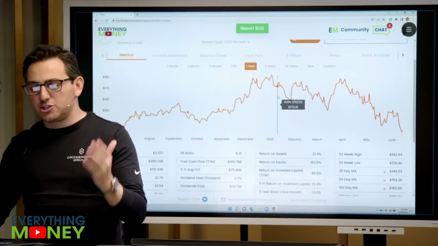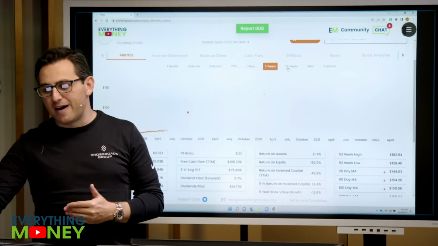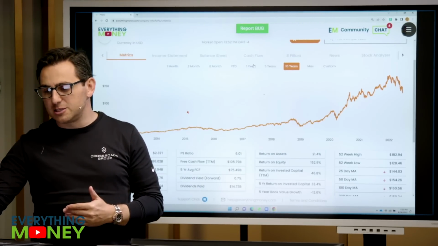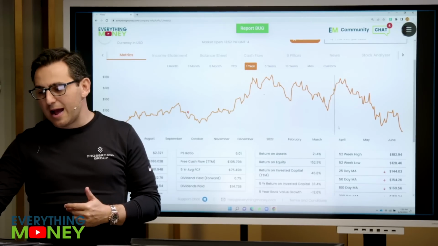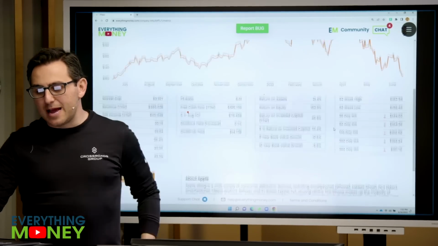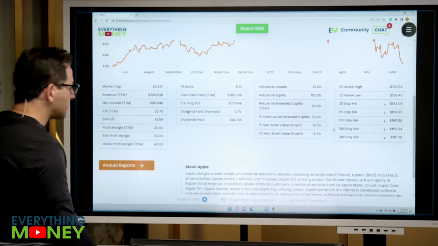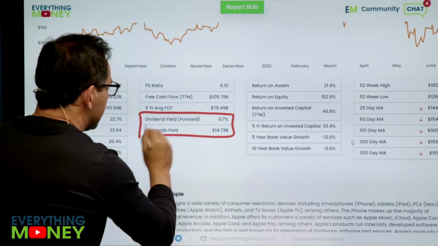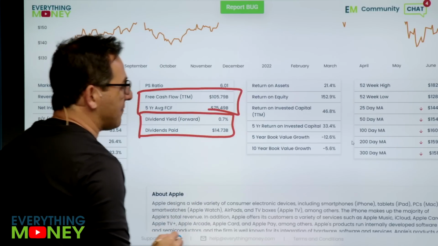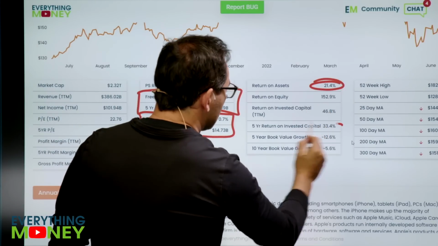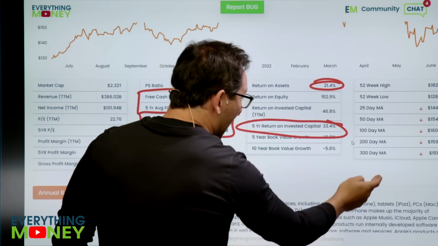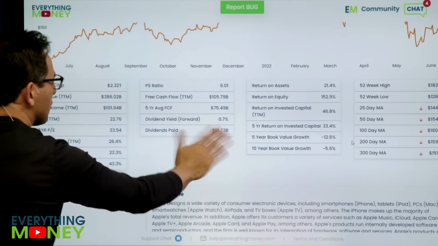So off the bat, it shows us the chart. We can go to a max chart, 5, 10, 1 year. We can do a custom everything. So I'm gonna look at the 1 year chart here. High of 183, low of 128. Now, some main takeaways here. It's gonna show you your dividend yield. It's gonna show you your free cash flow in the last 5 years, return on assets, return on invested capital, your moving averages, things like that here that just give you a quick overview.